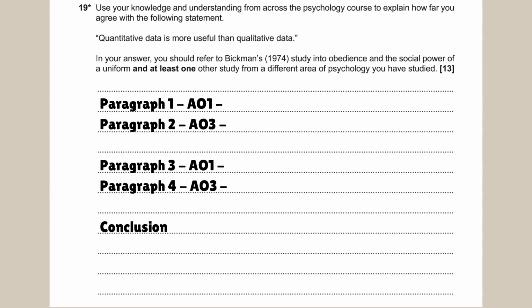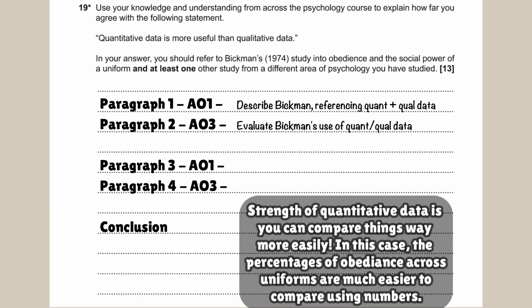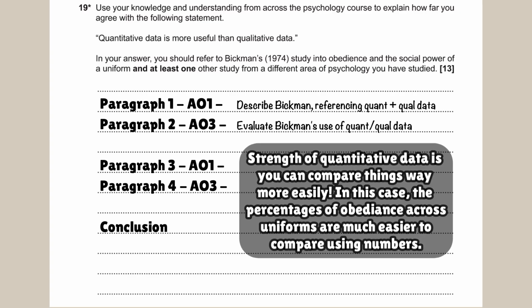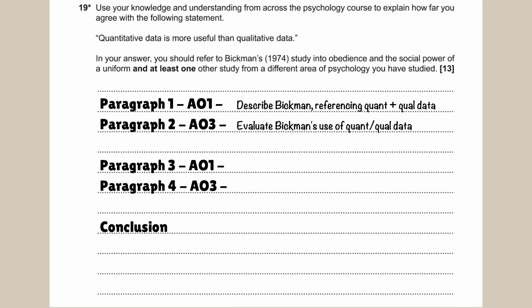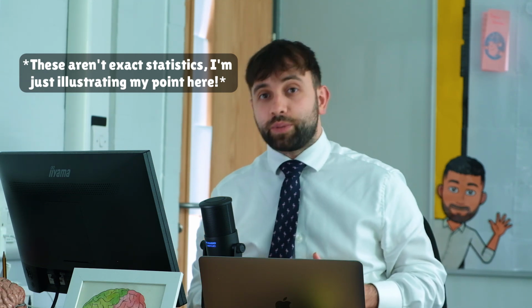I'm just going to quickly fly through a sort of plan that I would talk about. So for my first AO1 paragraph, it would be describing Bigman, especially referring to how they use quantitative data in their study. My AO3 would then be talking about the strengths and weaknesses of this. Specifically, I'd be saying that a great strength of quantitative data is the easy ability to compare bits of data together. So by using percentages, saying that 60% of people obeyed this person compared to 30% of people with that person, we can quite clearly see that there's a massive amount more people obeying this person than that person. And that finishes off the first half of the essay.